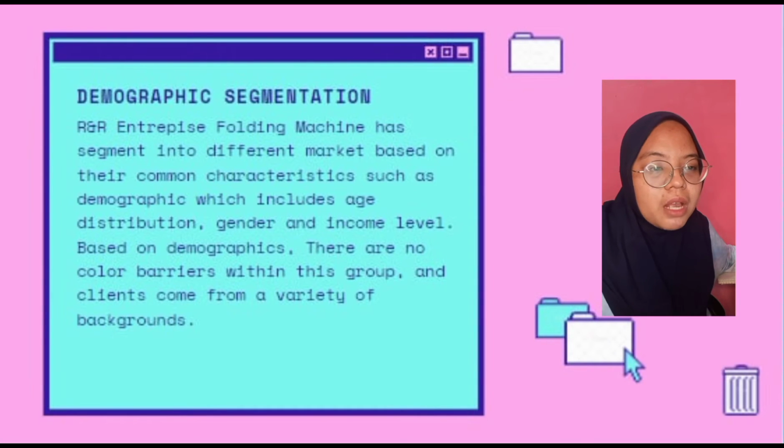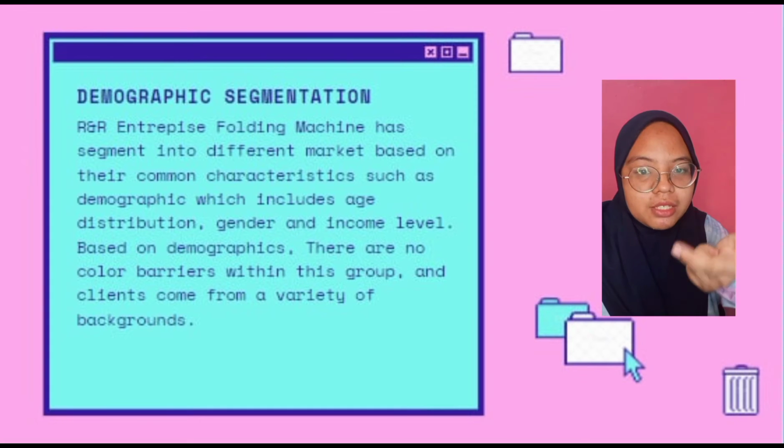Next, I will explain about demography segmentation. R&R Enterprise has segmented the market based on common characteristics as demography, which include age, gender, income level, and distribution.